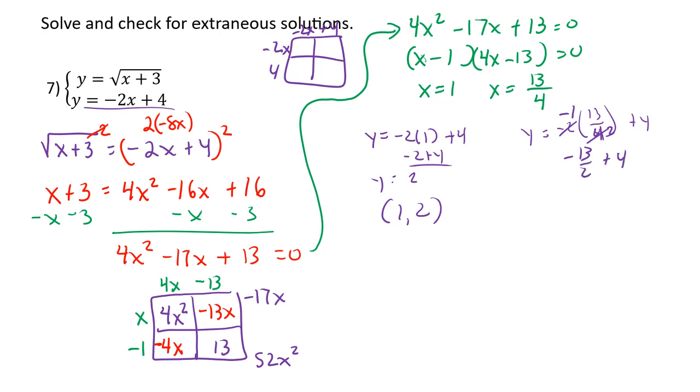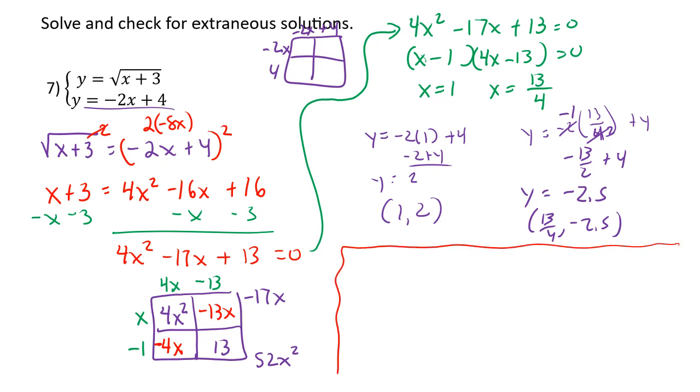I'm going to use my calculator to get the decimal of that, I guess. Negative 13 divided by 2 plus 4. I'm getting negative 2.5 as the y. So we have (13 over 4, negative 2.5). So these are two points of intersection, but we do need to check for extraneous.